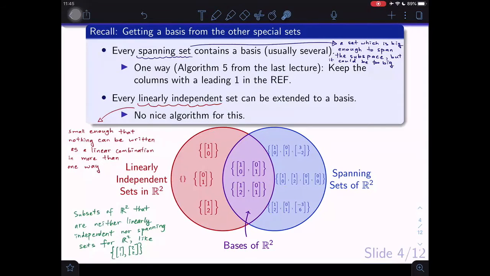In this picture, I have examples of sets which are linearly independent. The empty set is linearly independent, and a set containing just one element is always linearly independent. And I also have linearly independent sets which are of size 2. I also have here a few sets which are spanning sets for R2. Note that outside of these, there are subsets of R2 which are neither linearly independent nor spanning sets. For example, this set is neither linearly independent nor a spanning set.